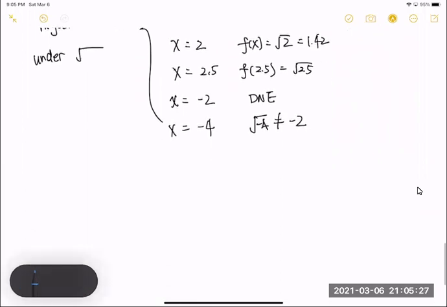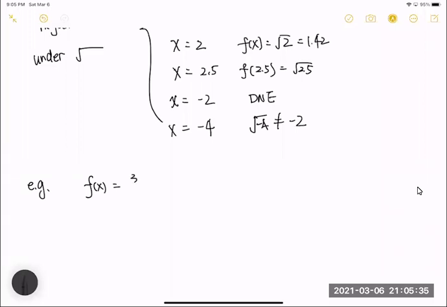Okay, now let's look at this example. f(x) equals (3x minus 1) over (x squared plus x minus 6). So this is a fractional equation, right? Fractional equation. With this equation, when you take a look, what do you think?